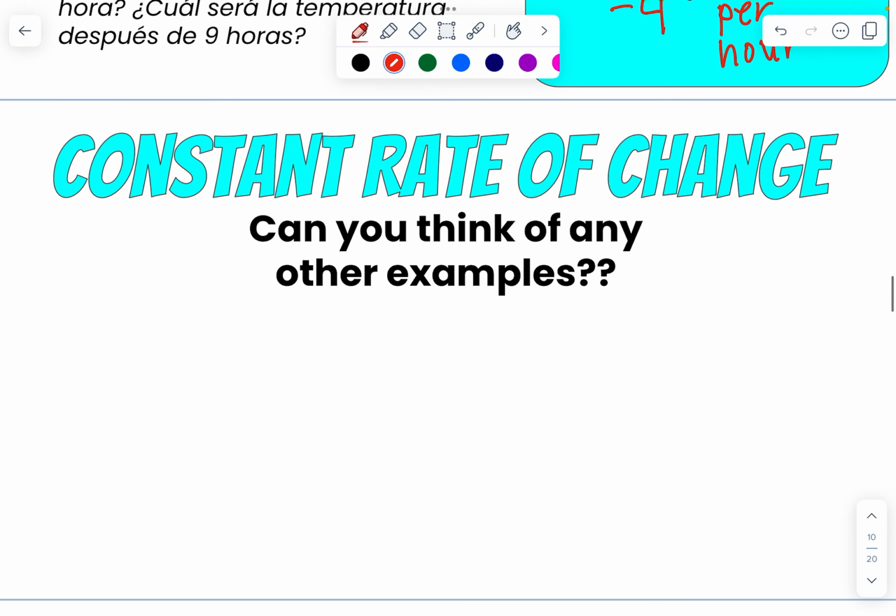And so my question for you is, can you think of any other real world examples where there's a constant rate of change? Oftentimes we like to think of these things as something involving money if it's a set price for something. So let's say you really like McDonald's and you want to order some French fries or a burger, right? Those have set menu prices depending on how many you would like to buy. So that is an example of constant rate of change.